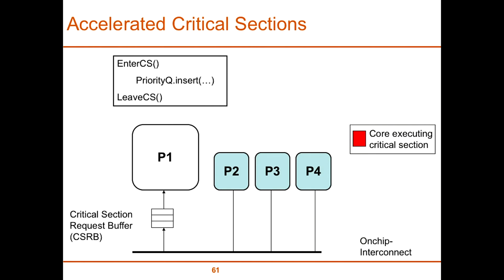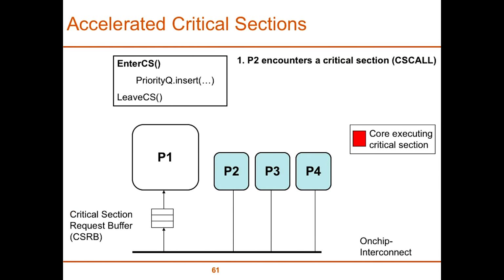But basically, assuming that somebody marks your critical sections, for example, you're inserting into a shared priority queue or a heap, and no other thread should read from it or insert into it. Clearly, that's a critical section. And somebody has marked them. We're going to add this critical section request buffer in hardware such that you can accumulate critical section requests in this large core. And we have these small cores. And critical sections will be executed only on the large core.